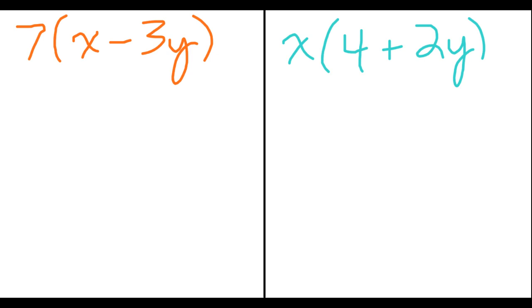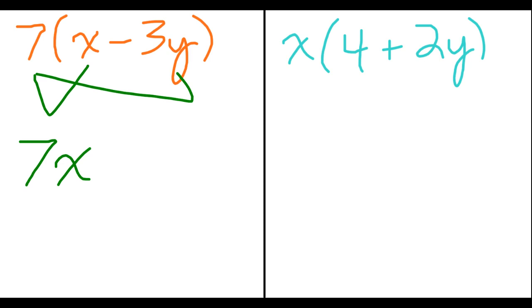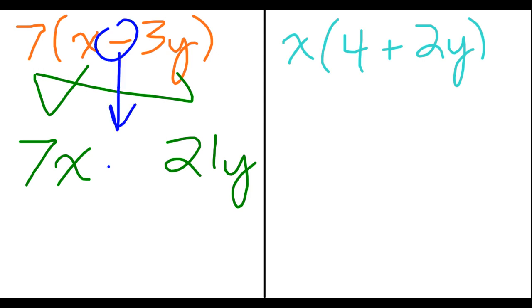On the left, we have 7 times each of x and 3y. 7 times x is 7x. Now, 7 times 3y is a little bit interesting, but 7 times 3 is 21, and y just is y. So 7 times 3y is 21y. We're subtracting, so it's 7x minus 21y.